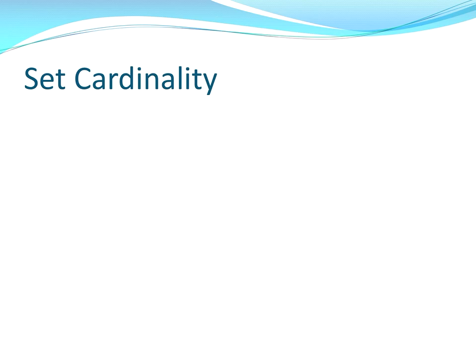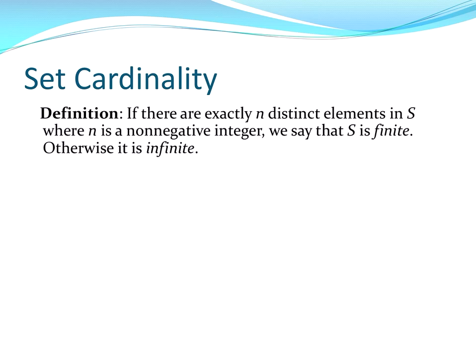All right, set cardinality. Cardinality is a counting of the number of different elements in a set. First of all, we want to talk about two different types of sets. If we have n distinct elements, then we say that S is finite. Otherwise, it is infinite. So an example of an infinite cardinality set would be the set of integers or the set of real numbers.